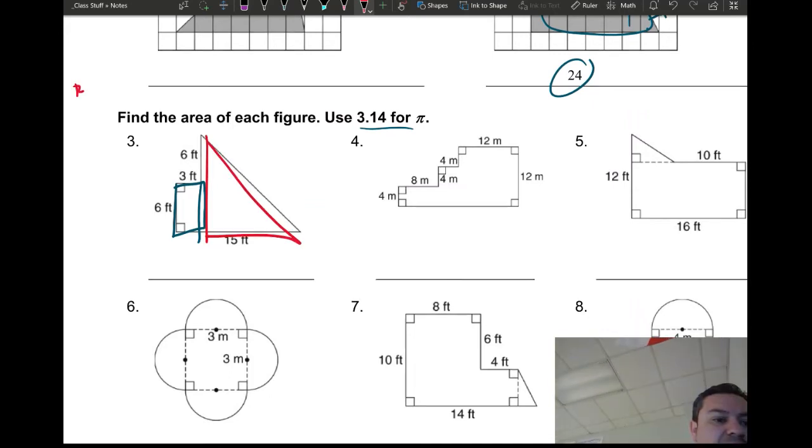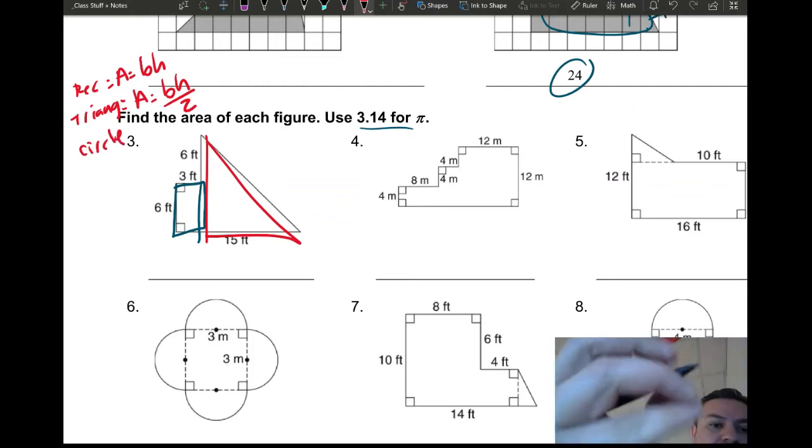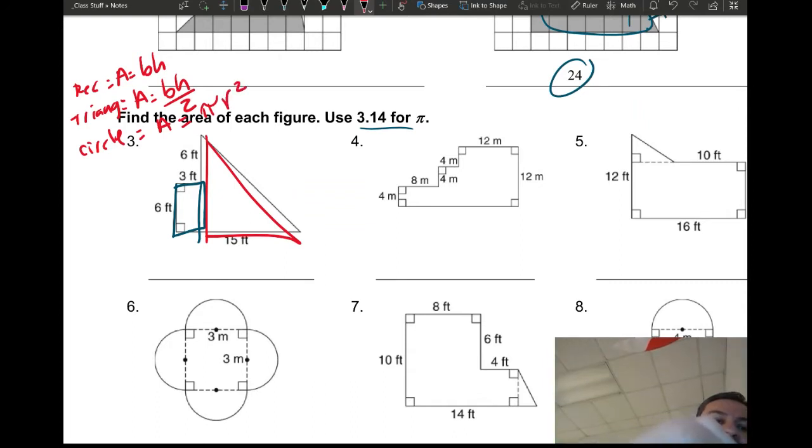For a rectangle, area is base times height. For a triangle, area is base times height divided by 2. And for a circle, area equals pi r squared. But I like you to use pi times radius times radius. That way you will not make a mistake. Okay? So those are the 3 formulas that we're going to be using, and we're going to go from there.